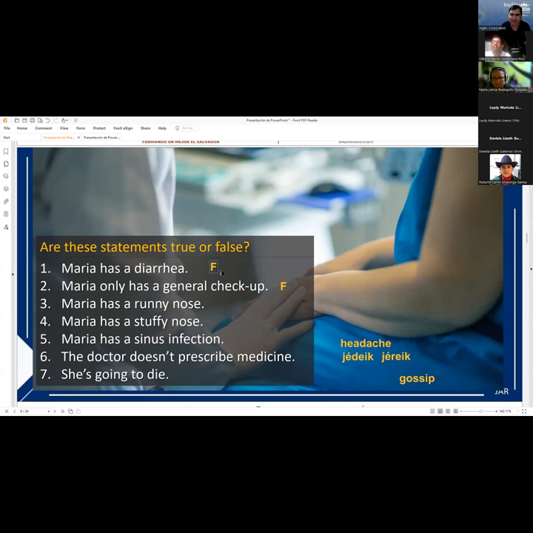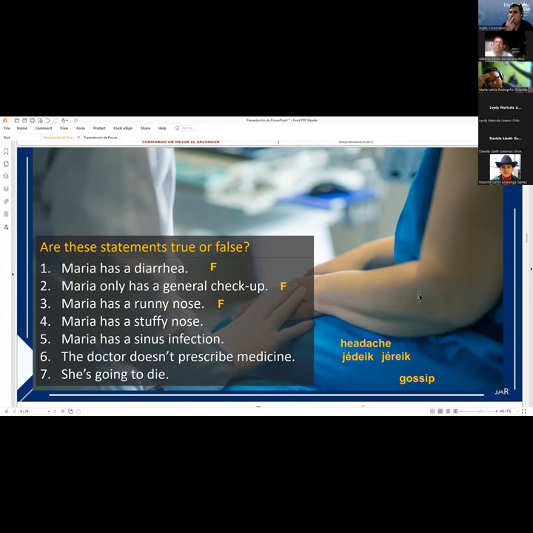Number one, it would be true that she doesn't have diarrhea, teacher. Okay. No, the symptoms have already changed, so we put diarrhea. Maria has a diarrhea. False. Maria only has a general checkup. False. We say that is gossip. Maria has a runny nose. False.